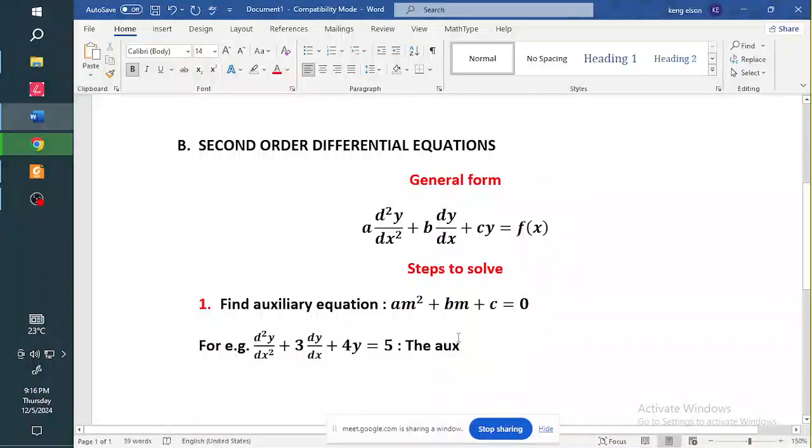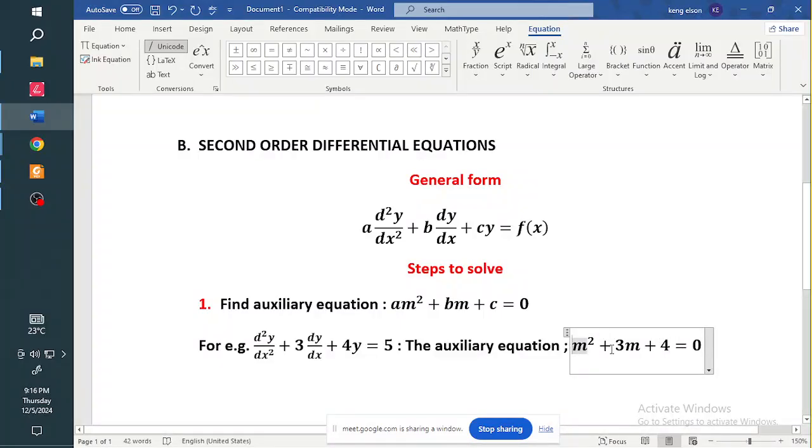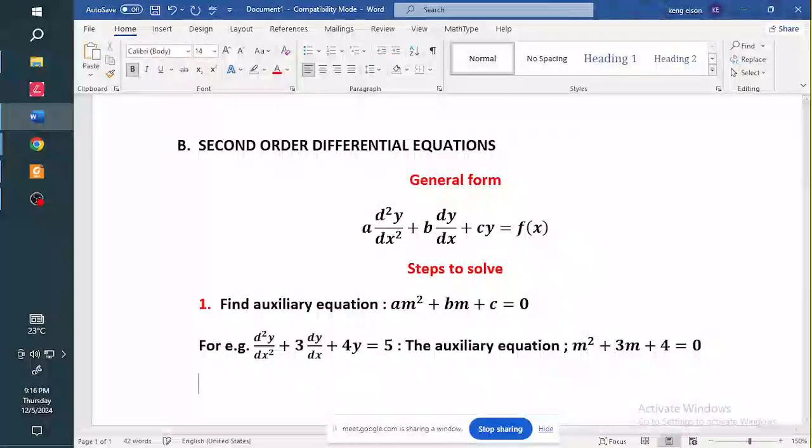Alright, so in this case the auxiliary equation is going to be, how is it going to be? If I use m, I'm going to have m squared plus 3m plus 5 equal to 0. Sorry, plus 4 equal to 0. So that is my auxiliary equation in this case. Now let me give another example.